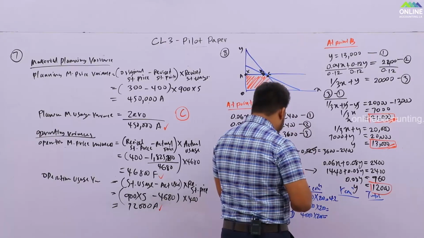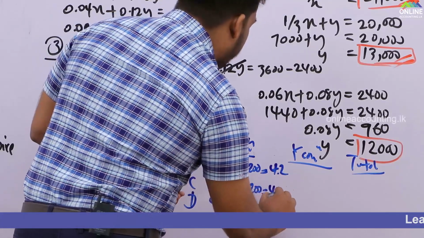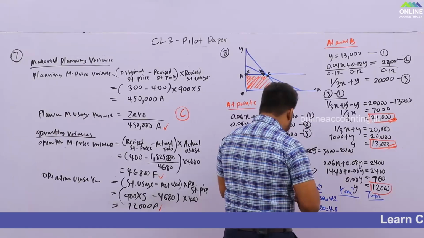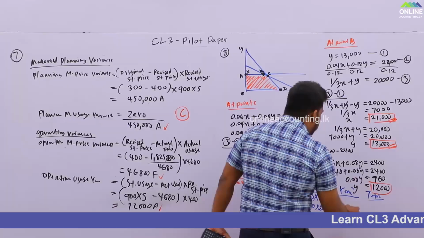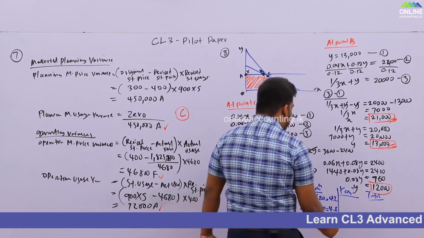24,000 into 200, 4.8 million. 40,000 into 200, 8 million. So then Y contribution is how much?